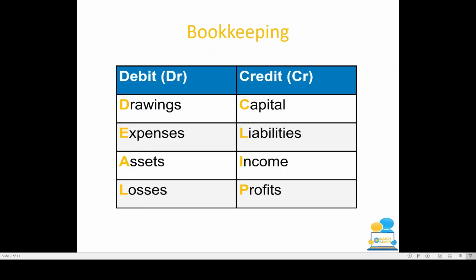So here are some simple rules for bookkeeping. Drawings have a debit balance. This is money taken out by the owners. Capital is a credit balance, money put in by the owners. If it's a profit and loss item, you debit expenses and you credit income or sales or revenue. If it's a balance sheet item, you debit assets and credit liabilities. And a profit is posted as a credit balance and a loss is posted as a debit balance.